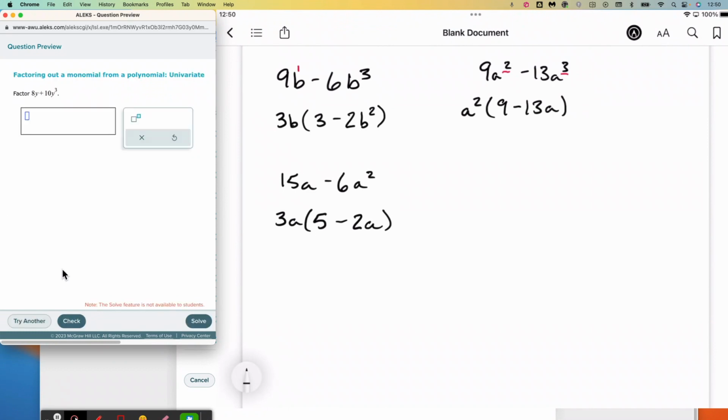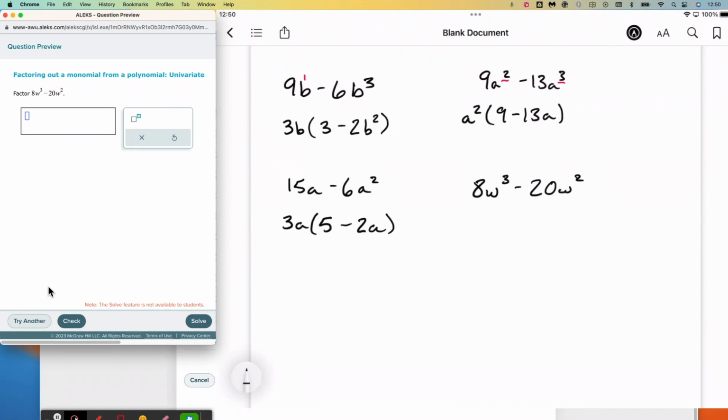Okay, moving on. I'm going to try another one and try to get a specific type that I haven't shown yet. All right, here we go. So 8w to the power of 3 minus 20w to the power of 2. And in this case, we do have a number that goes into both of them. The greatest common factor is going to be 4.